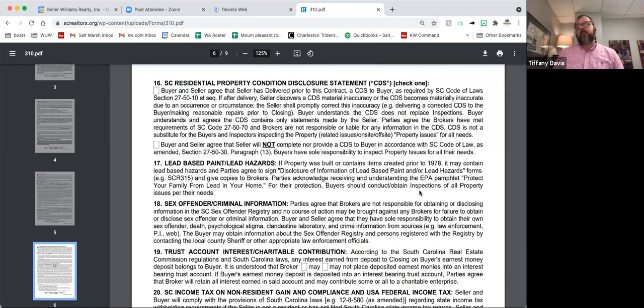So if damage happened to the property during the transaction, obviously it becomes a negotiation again. Paragraph 16, this is a big one that's come up. It says on here whether or not they have filled it out. A lot of questions right now about the exemption form, and there are two lenses through which we need to look at this.